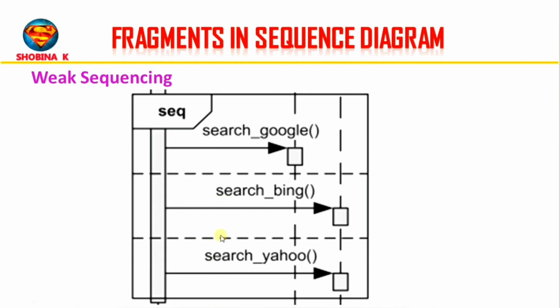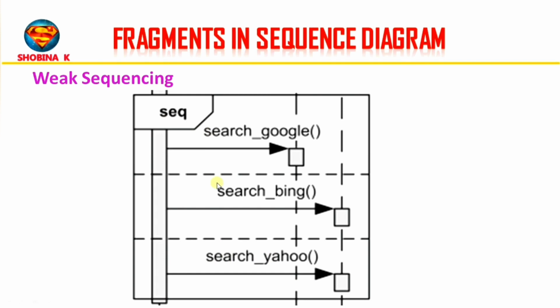The weak sequencing interaction operator adds order to the interaction in a fragment based on their placement. Weak sequencing allows partial parallel execution but controls the order of events on the same lifeline from different interactions.